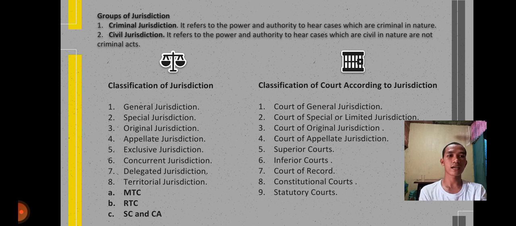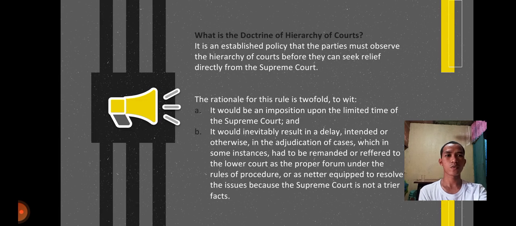So we also have the classification of the courts according to jurisdiction. The Court of General Jurisdiction, the Court of Special or Limited Jurisdiction, the Court of Regional Jurisdiction, the Court of Appellate Jurisdiction, and the Superior Courts, the Inferior Courts, Courts of Record, and Constitutional Courts, and Statutory Courts. So what is the doctrine of hierarchy of courts?